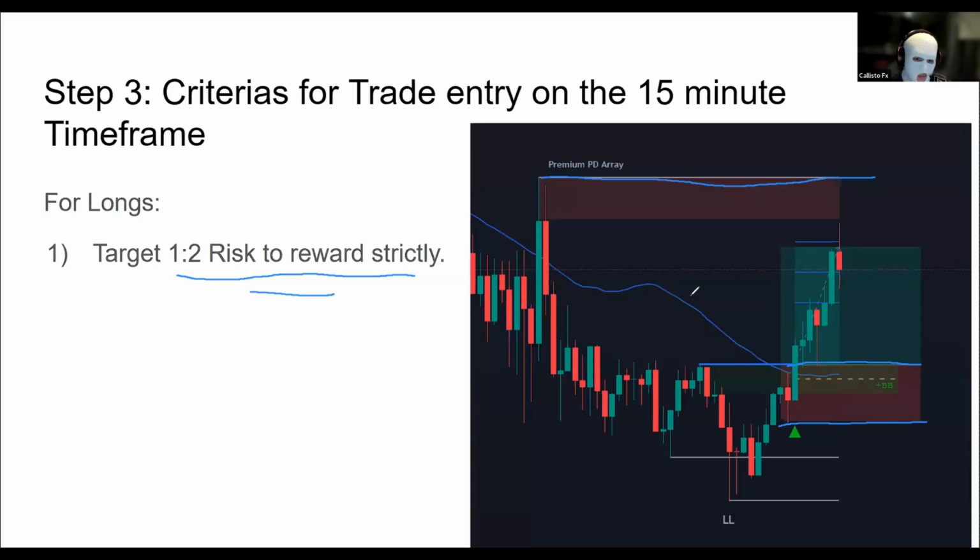Okay. Reason why 1:2. Number 1, if you have a lower target, there is a higher chance price will hit your take profit. Okay. And number 2, you want to get in and out of the market as soon as possible to book your profits. Okay, everyone understand?